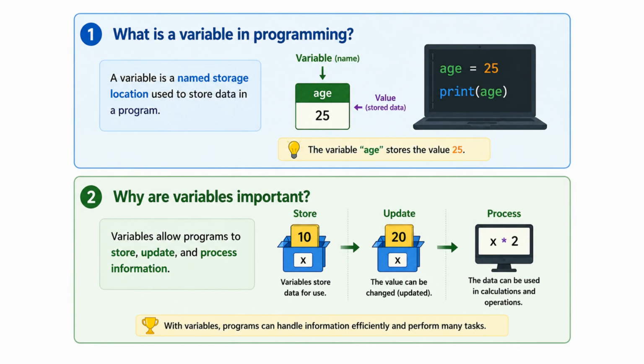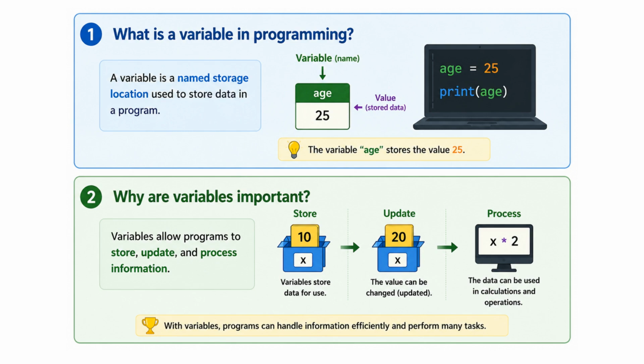Let's understand what a variable is in programming. A variable is a named storage location used to store data inside a program. In this example, the variable is called age. The value stored inside the variable is 25.